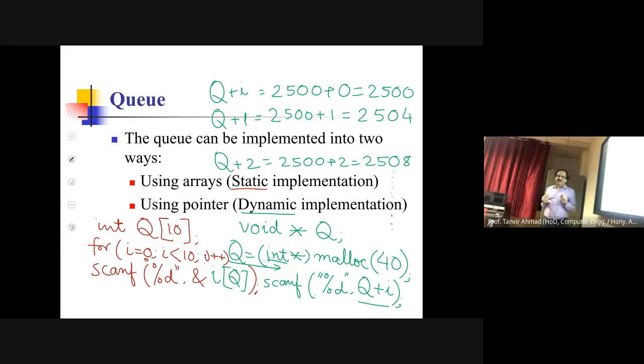And please keep in mind that when I write i of q, you might look at it as something interpreted as 0 of q.